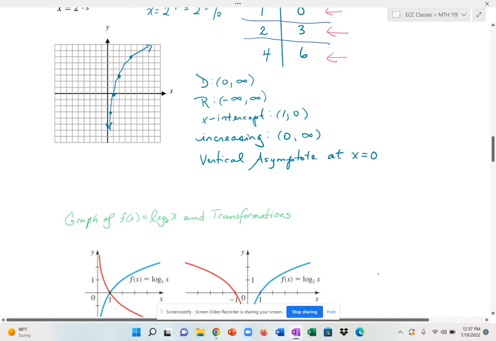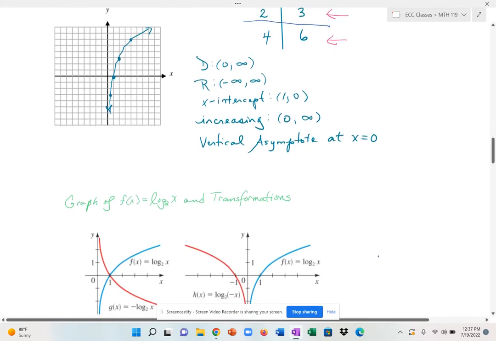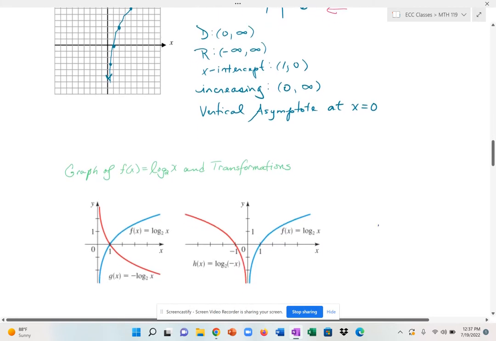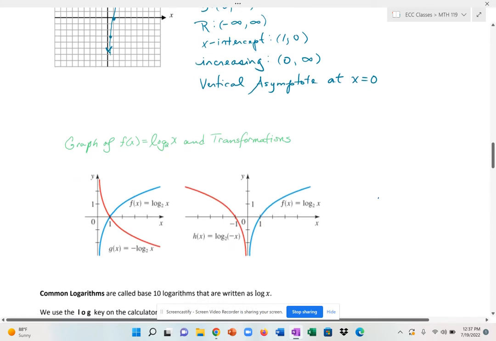So here we have the log base 2 of x and transformations of it. So log base 2 of x is here in blue. And when you put a negative in front, remember that is a reflection across the x-axis. So that's the graph g of x here in red. So it is reflecting the blue graph over the x-axis. So the same behavior that was explained with polynomials and rational functions and radicals still applies to logarithmic as well as exponentials.